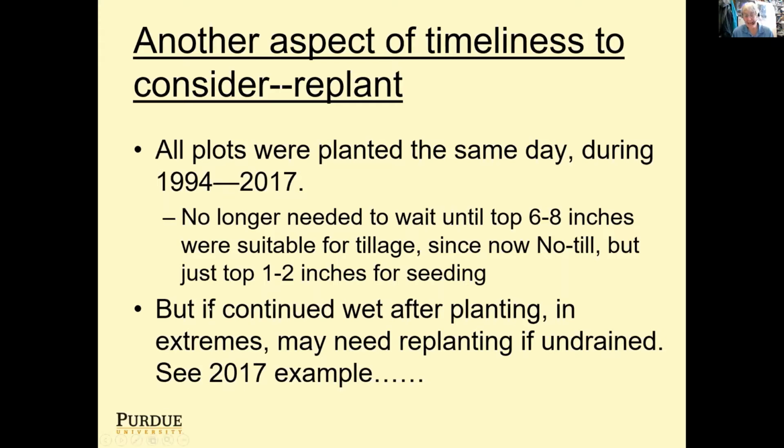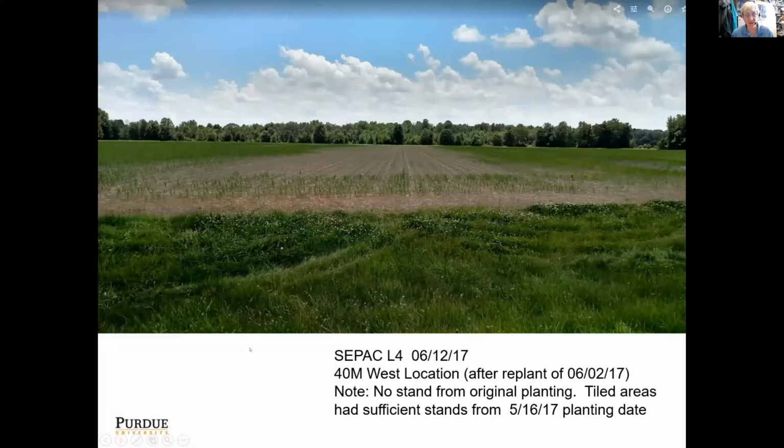But as you know, getting it seeded is one thing, but is it too wet for adequate growth? So if it continued to be wet after planting, in the extreme, it might mean replanting. And so 2017 is a great example of that. This whole field was planted on May 16th, but the undrained control didn't make it. And so it was replanted on June 2nd. And this photo was taken on June 12th.